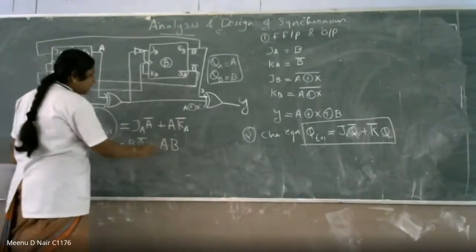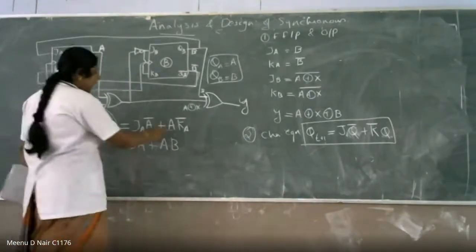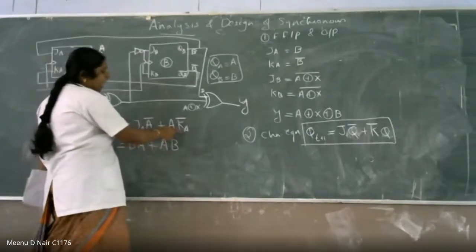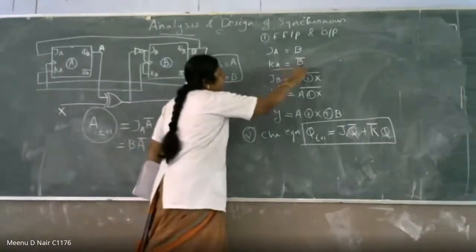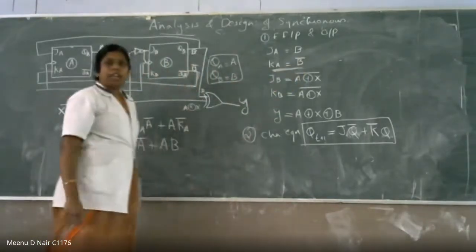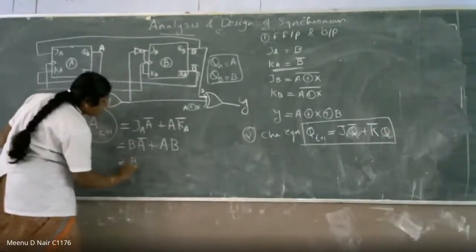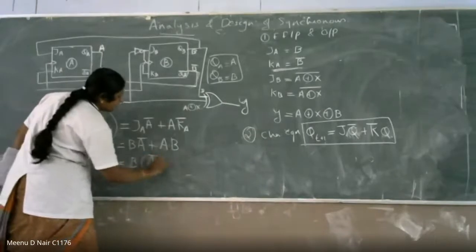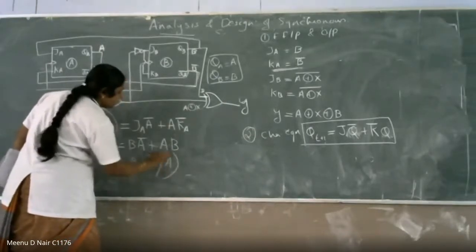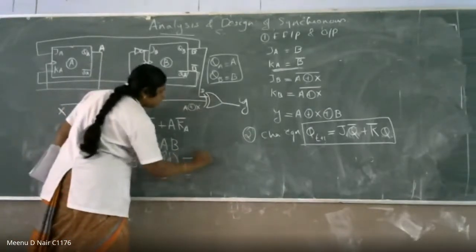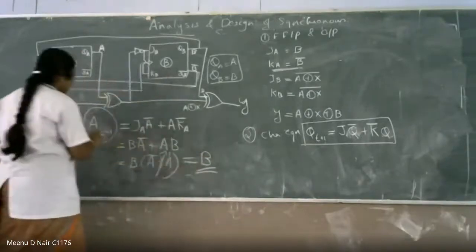B A bar plus AB. A is nothing but QA. KA is nothing but B bar, so KA is equal to B bar, and KA bar is equal to B. From here you can take B as common. Then A bar plus A, which is equal to 1, so the answer is B, which gives A of T plus 1.